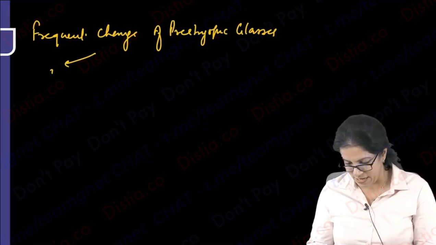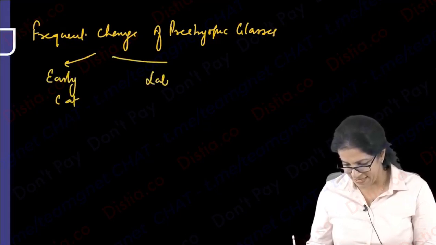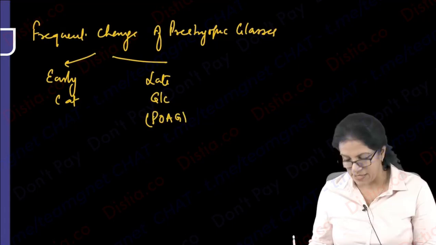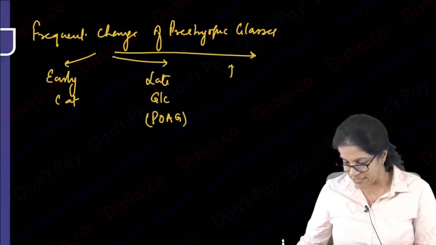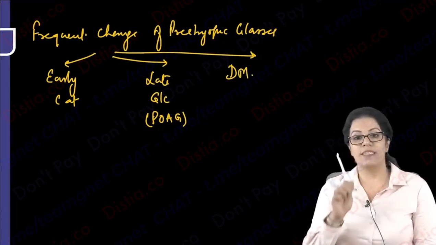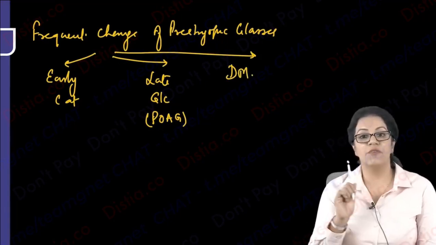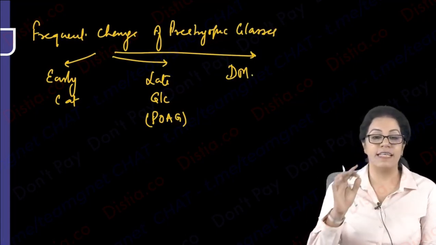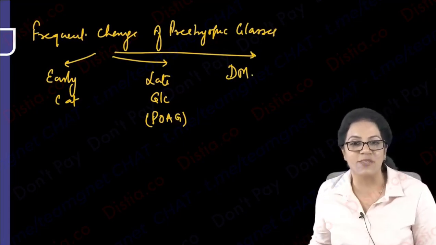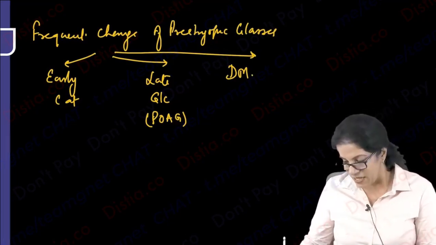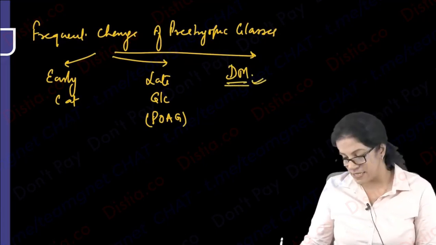So one important, of course, just learn like this with me. 3 main causes: early cataract, late glaucoma, and that is late stage of primary open angle glaucoma. We'll discuss this in the glaucoma chapter. And third, diabetes mellitus. So what is the trick here? Many of you will answer diabetic cataract. It is not diabetic cataract. It is diabetes itself which is causing frequent change of presbyopic glasses. So it is not diabetic cataract but the disease itself.